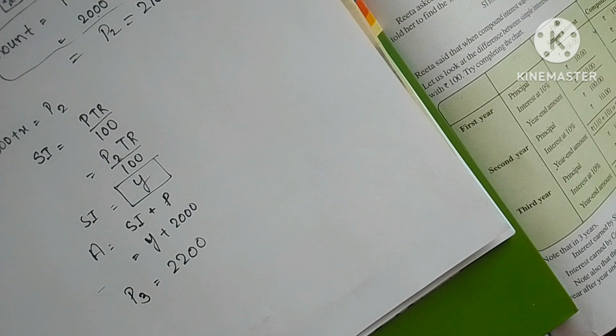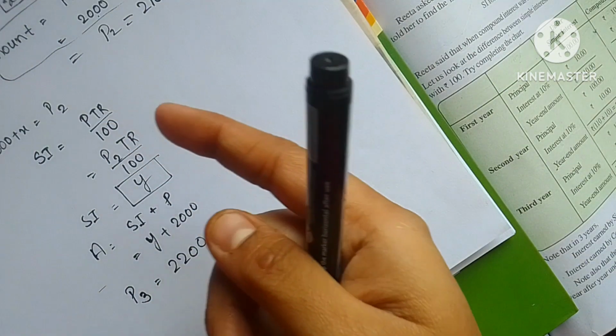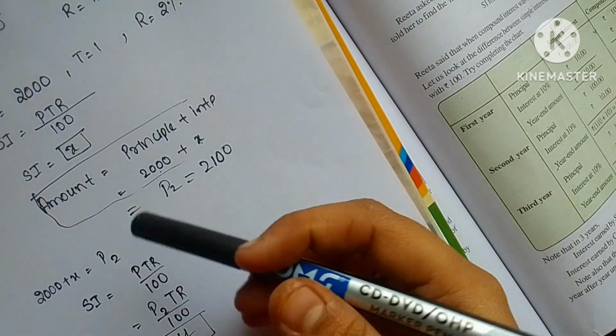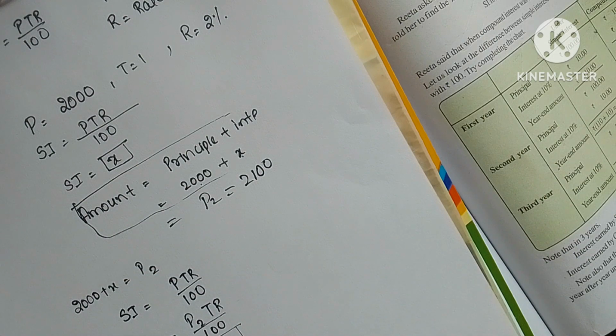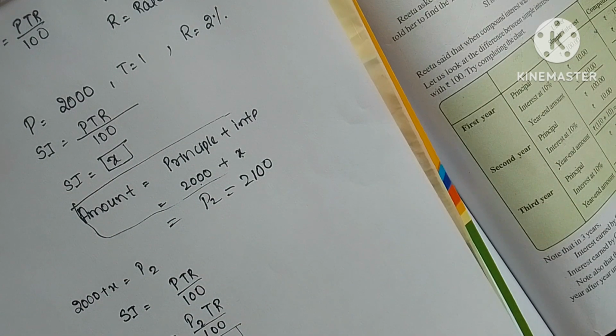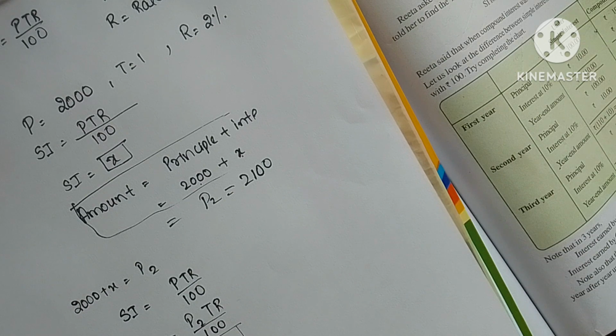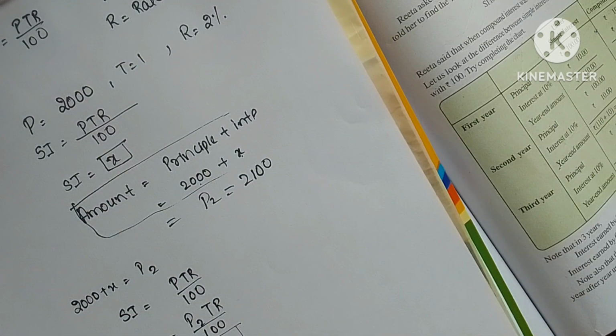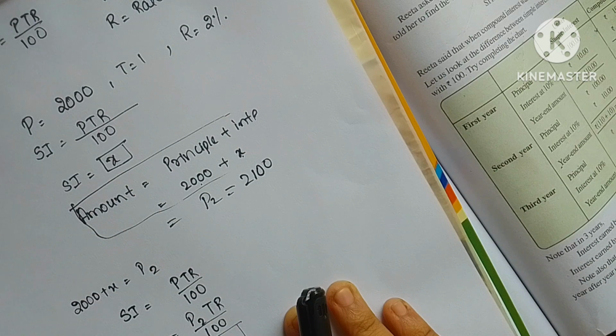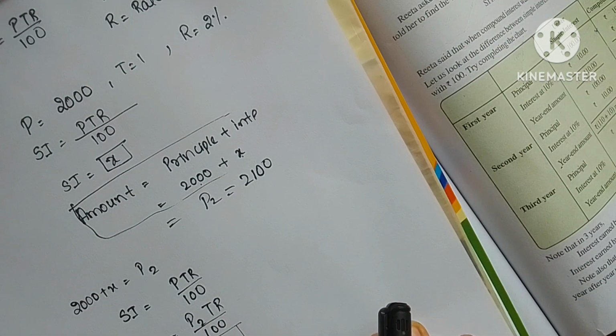In the textbook, some student like Meena has come to the teacher and asked, ma'am, this method is very difficult to calculate compound interest. We cannot calculate simple interest, amount, simple interest, amount each time. This is very tough. Is there any formula to calculate compound interest, ma'am? Then the teacher said, yes, there is a formula to calculate compound interest. So let us know what the formula is and how to derive it.